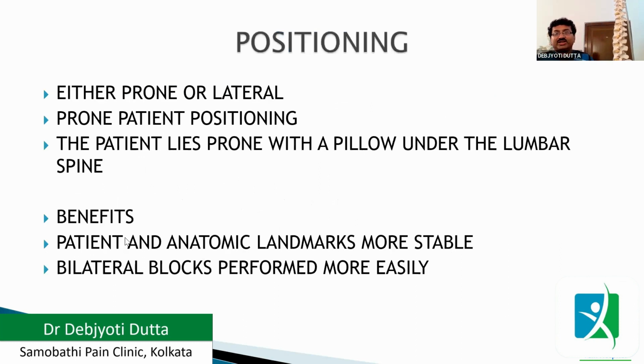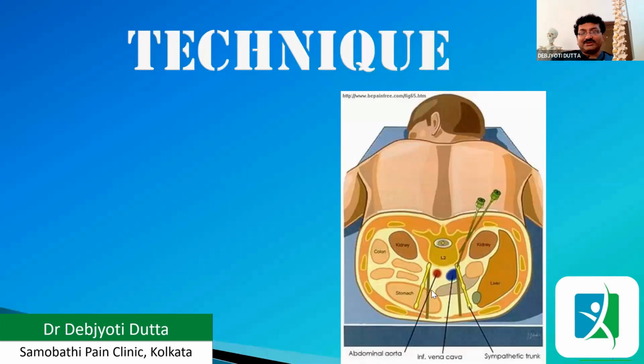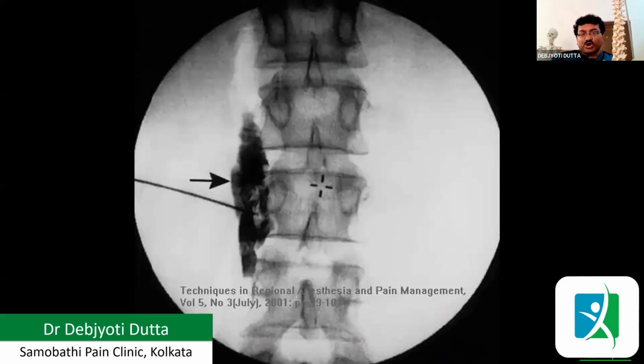Now, the patient is placed prone and we put a pillow below the abdomen to stretch the posterior part of the vertebra and to reduce the lumbar lordosis, and then the anatomic landmarks will be more stable and bilateral blocks can be performed more easily. Now, I will be showing the technique in the patient, but before showing it, let us explain with this model how we are planning to go.